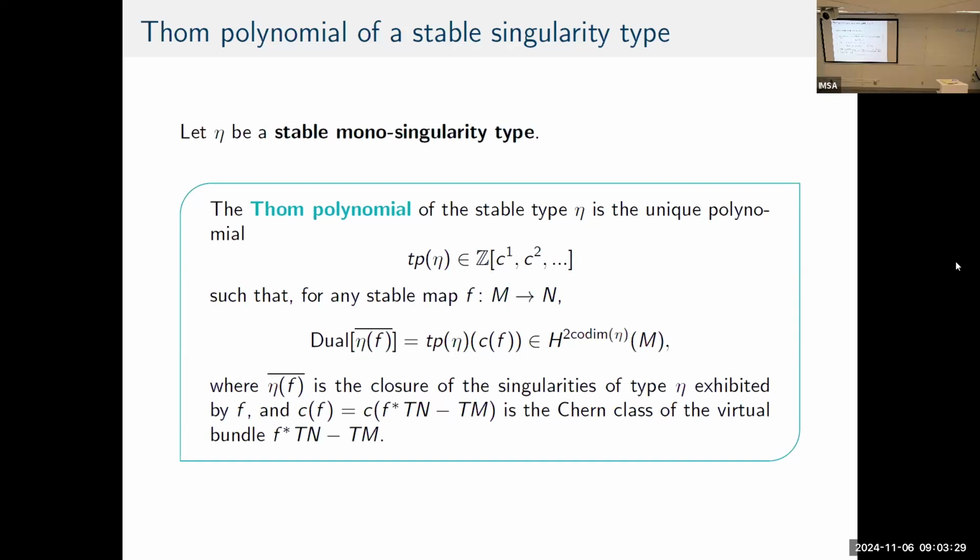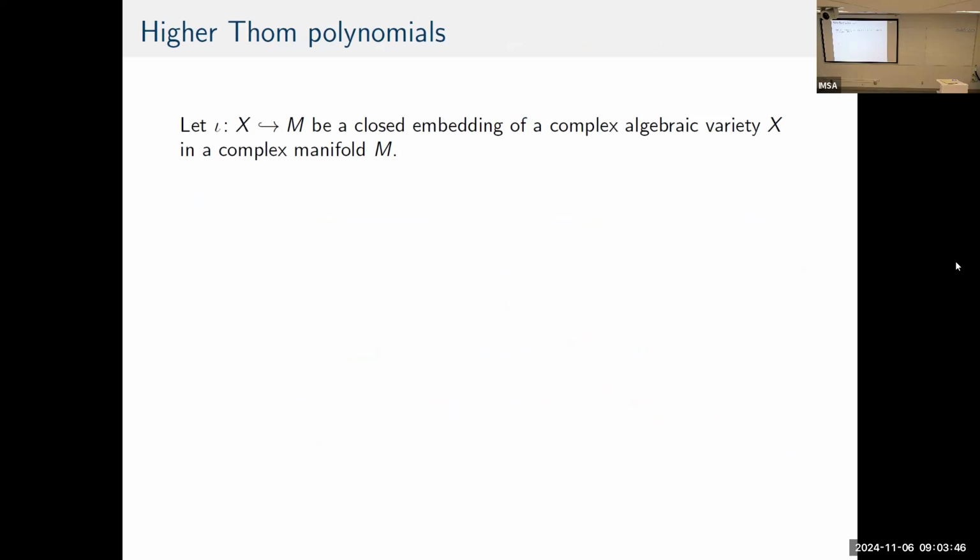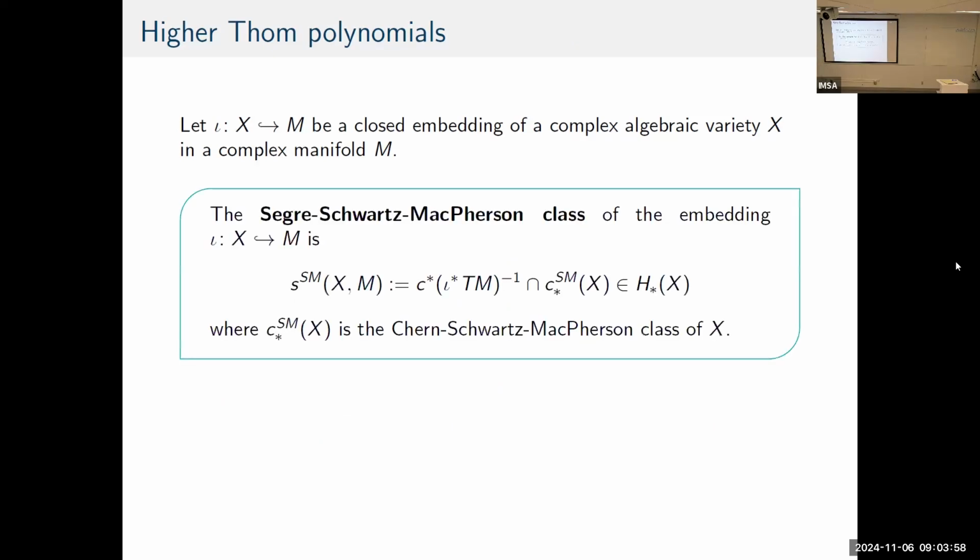And then if we discuss hyperthom polynomials, first we need to talk about the characteristic classes of singular spaces, about Chern-Schwartz-MacPherson classes. Concretely, we will discuss Segre-Schwartz-MacPherson classes. For this, we need to consider an embedding from an algebraic variety X to a smooth manifold M. The Segre-Schwartz-MacPherson class of the embedding, as we also discussed yesterday, is defined as first taking the Schwartz-MacPherson class of X, and then making the product with the inverse of the total Chern class of the pullback of the tangent bundle of M. This is seen in homology on X, but to discuss Thom polynomials, we want to see these classes on M, and also in cohomology.